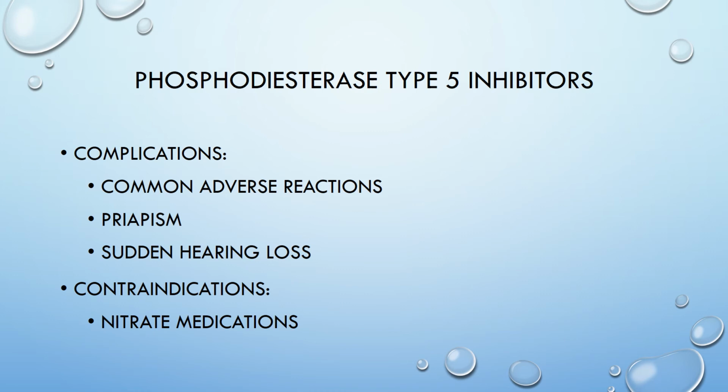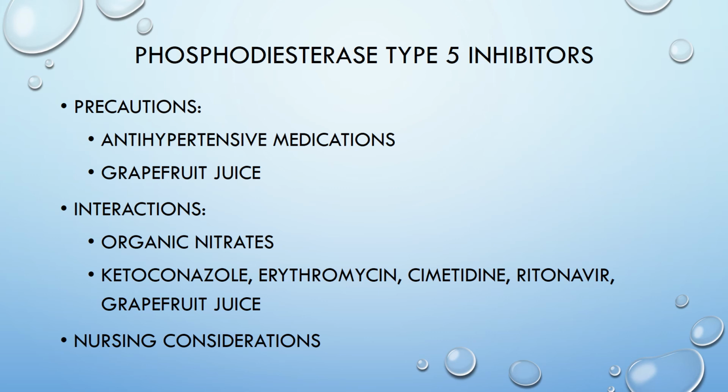Priapism is the painful erection that lasts more than 4 hours, so they need to seek help if that occurs. Sudden hearing loss, discontinue the medication if that occurs. So contraindications are going to be any nitrates, because you already have the vasodilation going on with the medication itself, and then you add nitrates on top of that, you're going to vasodilate even more, and it can bottom out their blood pressure.